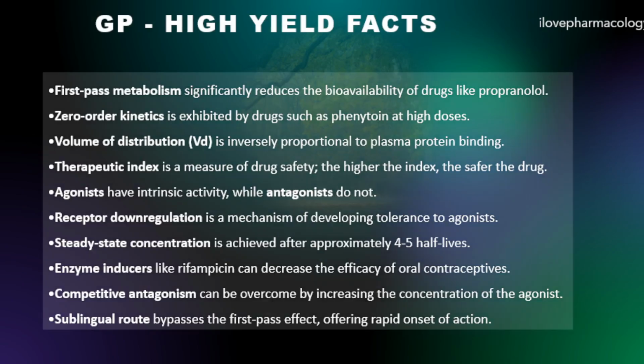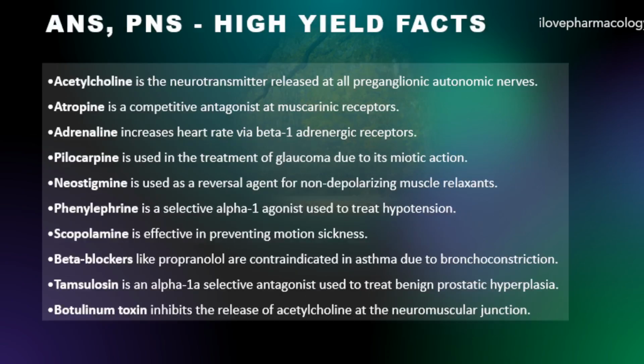Apart from this, we also have high yield facts from ANS and PNS. Acetylcholine is a neurotransmitter released at preganglionic autonomic nerves. Remember, atropine is a competitive antagonist at the muscarinic receptor. Adrenaline acts on alpha as well as beta receptors, and it increases the heart rate by activating the beta 1 receptor present in the heart.